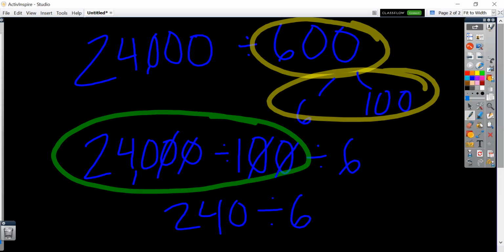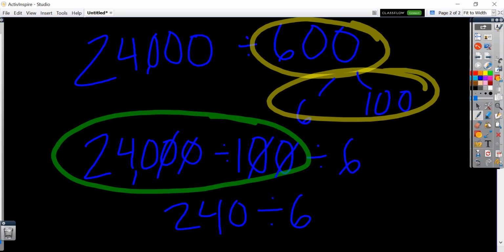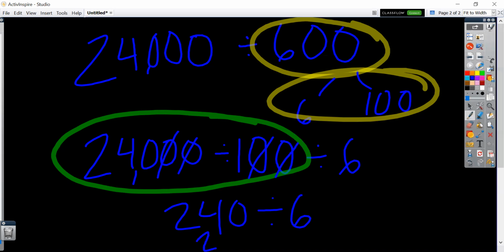Well, or if we think about that in unit form, I'm going to write it, that would be 24 tens divided by 6. Well, 24 divided by 6 is a simple basic math fact. Well, what times 6 gives us 24? Well, that would be 4. And we know that it's tens, so it's going to be 40.